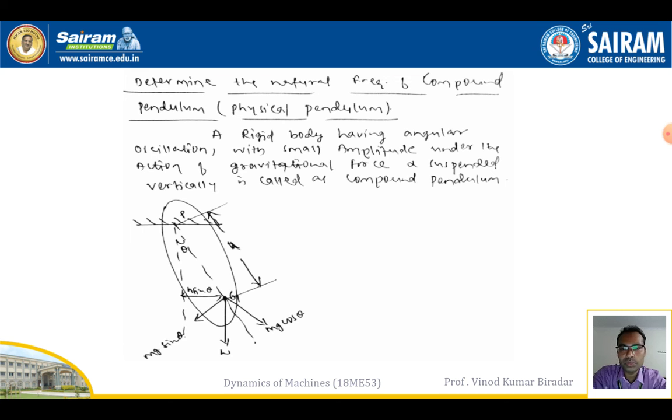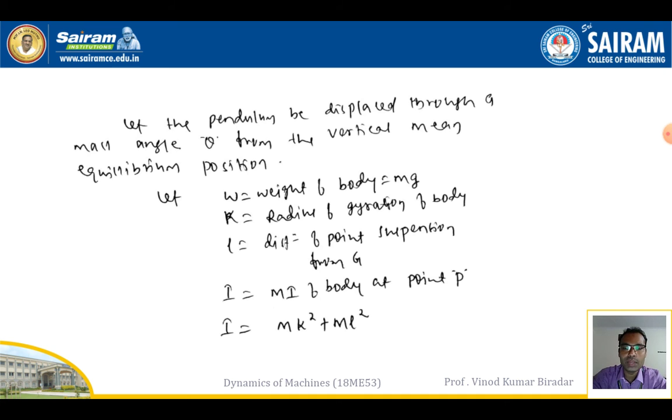There is a rigid body oscillating in an angular position with a small amplitude. Here the total length is l and the angle of rotation is called theta. Again, there are forces acting: mg sin theta, mg cos theta, and the weight. From that you are going to derive the natural frequency.